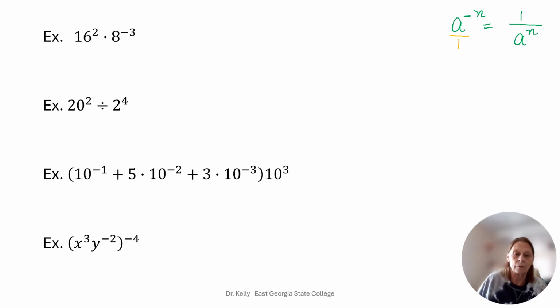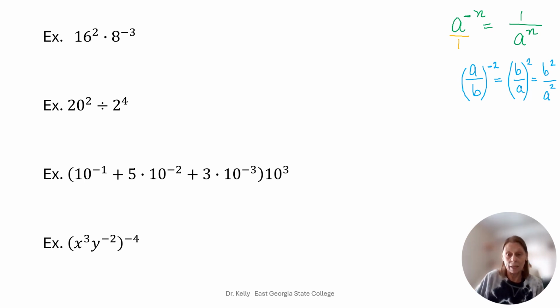Let me show you a couple of other situations here. If I had a over b to the negative 2, that would become b over a to the second. So basically that negative just flips whatever fraction you have over, and if you're not dealing with a fraction, then it makes it a fraction because we always have a 1 underneath.